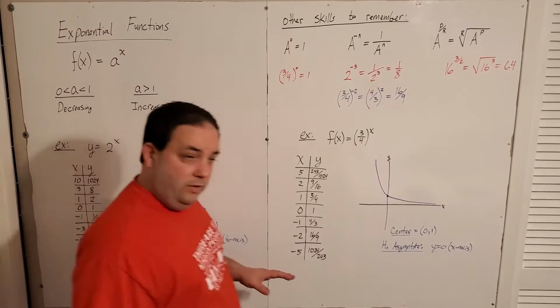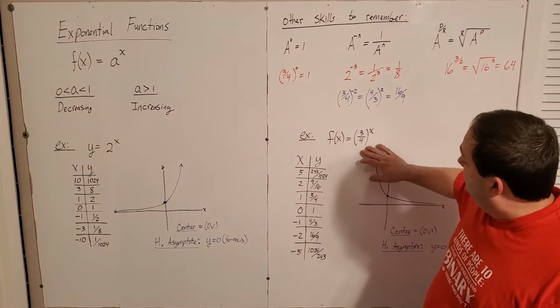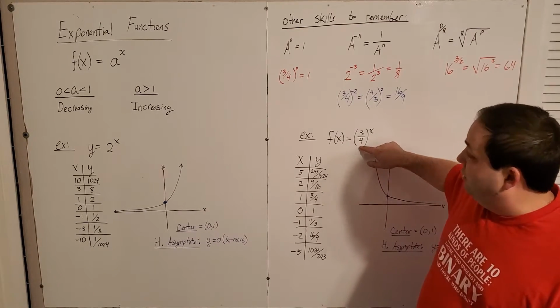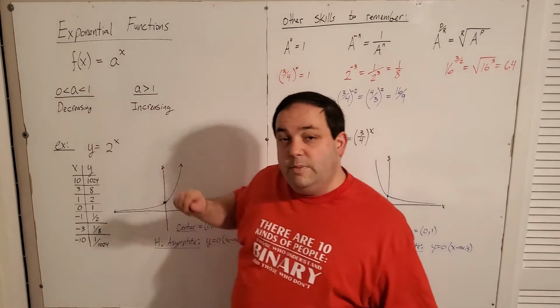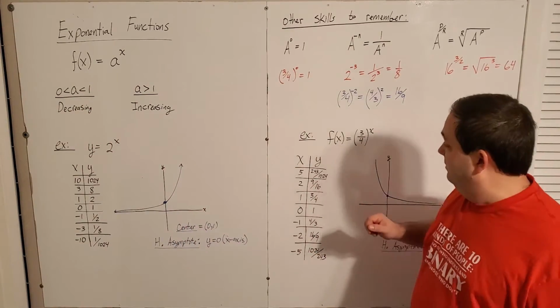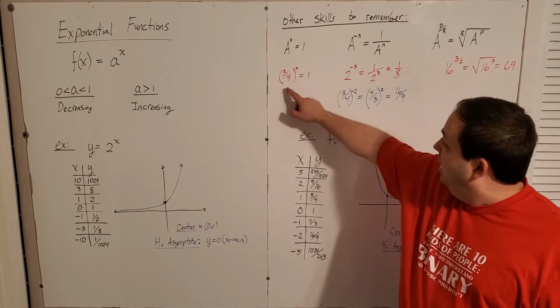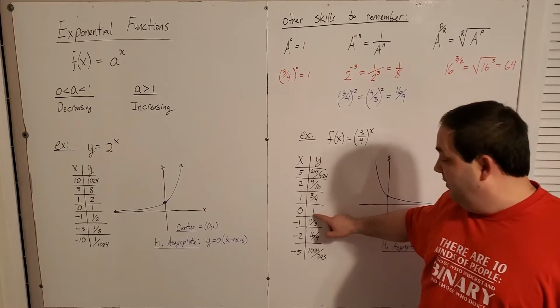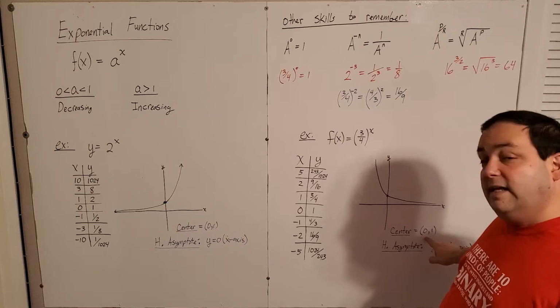Okay, here's another example of an exponential function. f of x equals 3/4 to the x. 3/4 is a number that's in between 0 and 1, so this is going to be in the decreasing category, right? You'll notice again, 3/4 to the 0 power is 1, right? So 3/4 to the 0 is 1. There's that center point again at (0, 1), right? That's important.